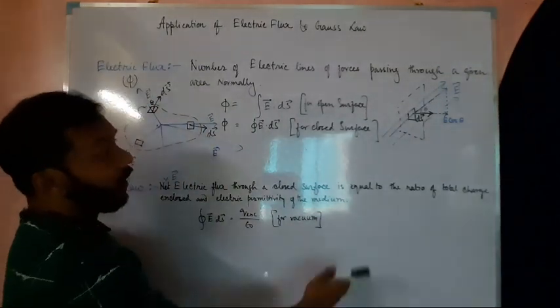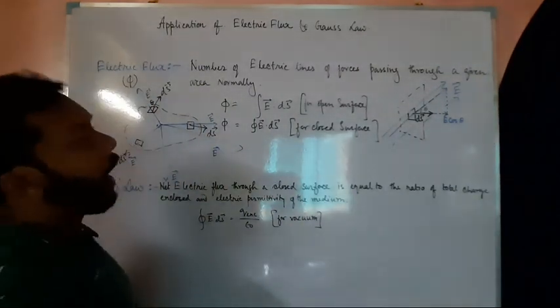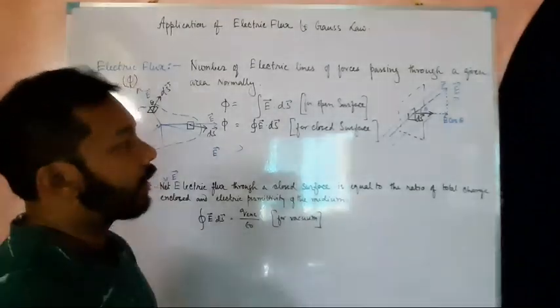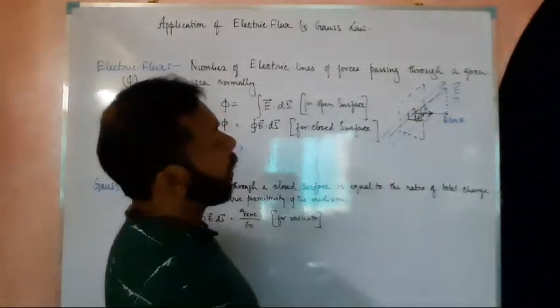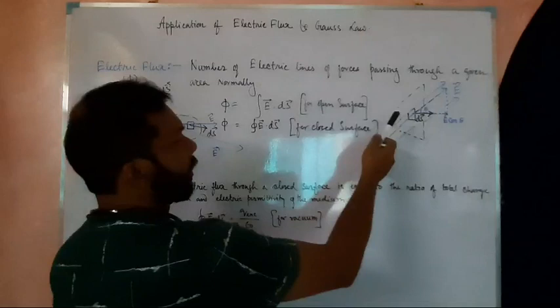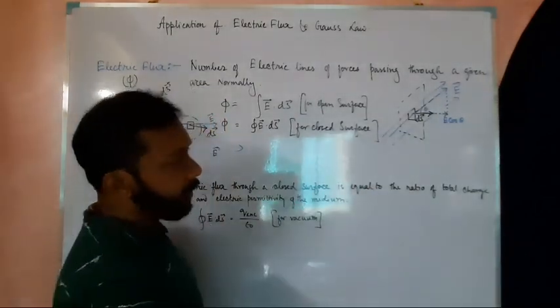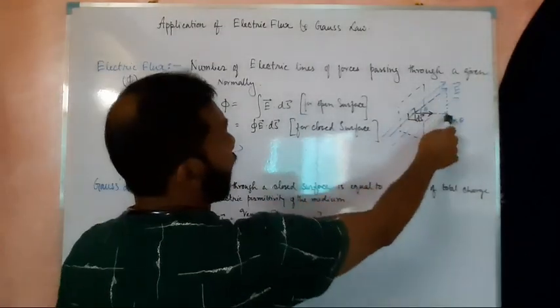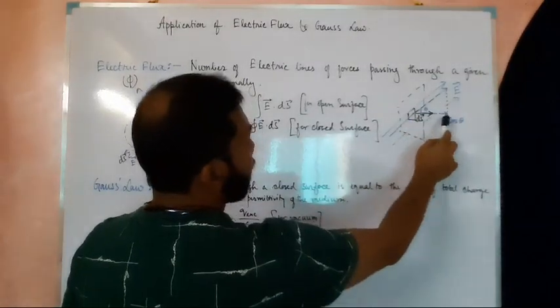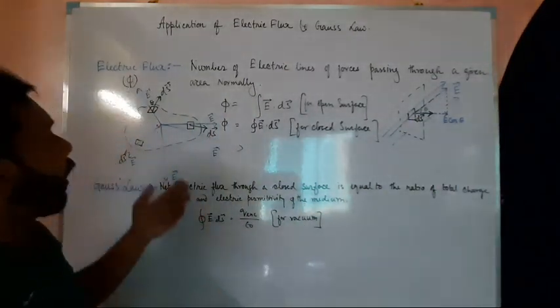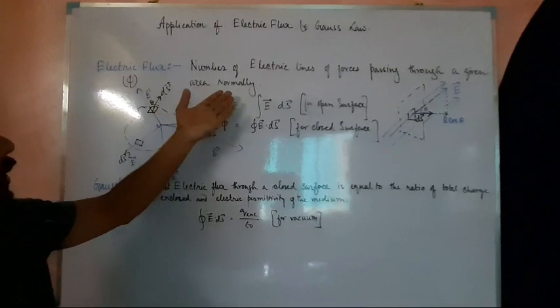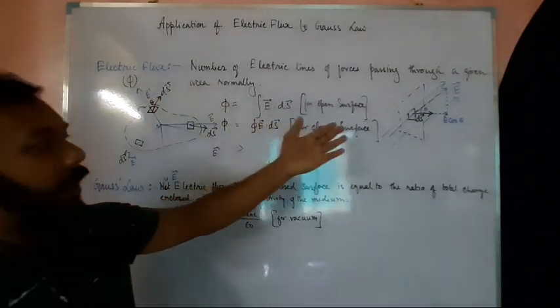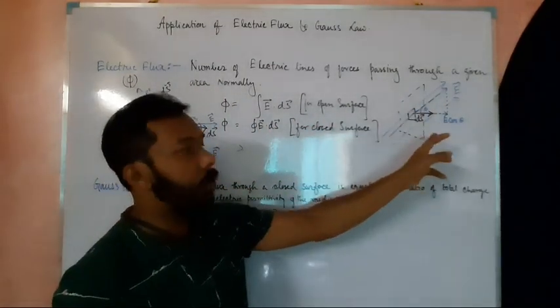And here for our electric field, we have taken an arbitrary direction. Electric field is passing like that. It's making an arbitrary angle theta with ds. So we will take the normal component of the electric field, since in the definition we have shown the electric field has to pass through the area normally.